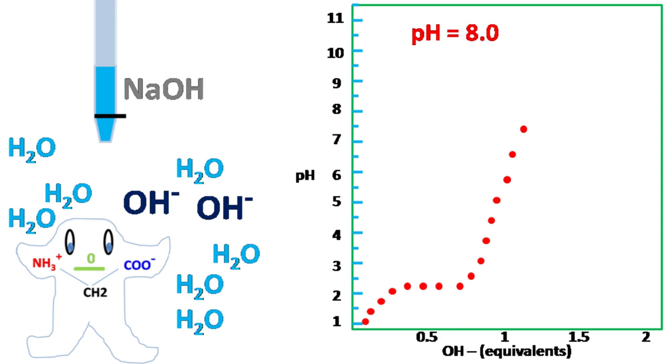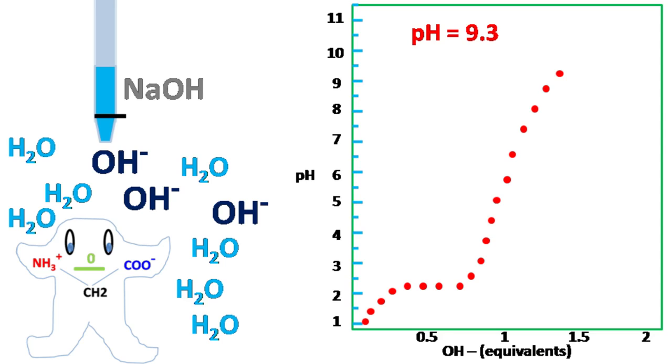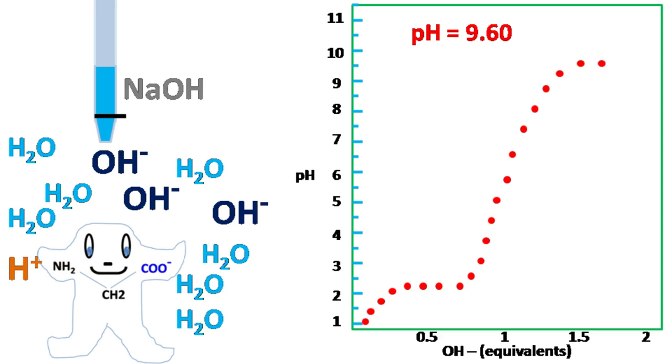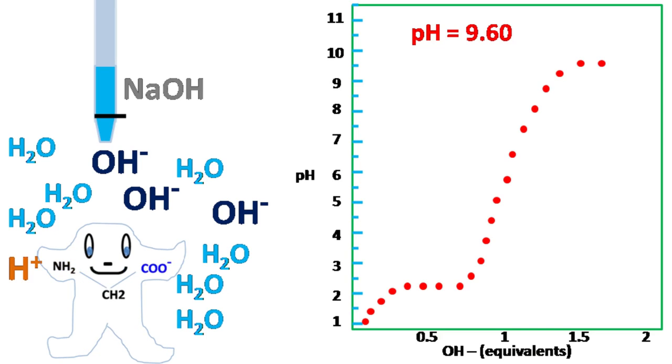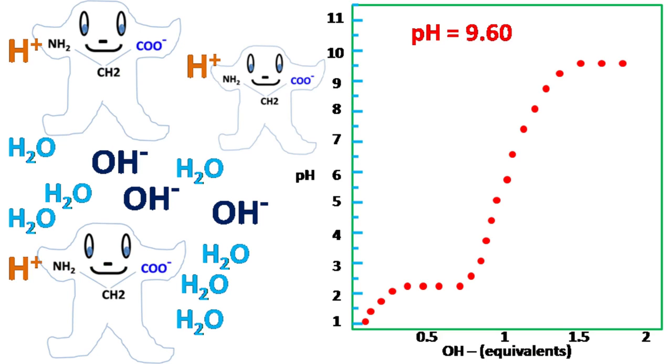Now, further addition of OH- ions causes a rise in pH above 7. At pH 9.6, the ammonium group of glycine starts donating its H+ ion. As the ammonium groups of so many glycine molecules donate their H+ ions, the pH remains constant at 9.6.